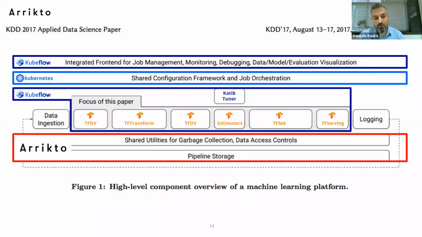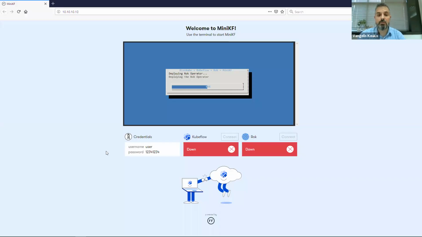More on our software later on. Let's switch back to deployment. So deployment is progressing. MiniKube was installed. We're now deploying our software.